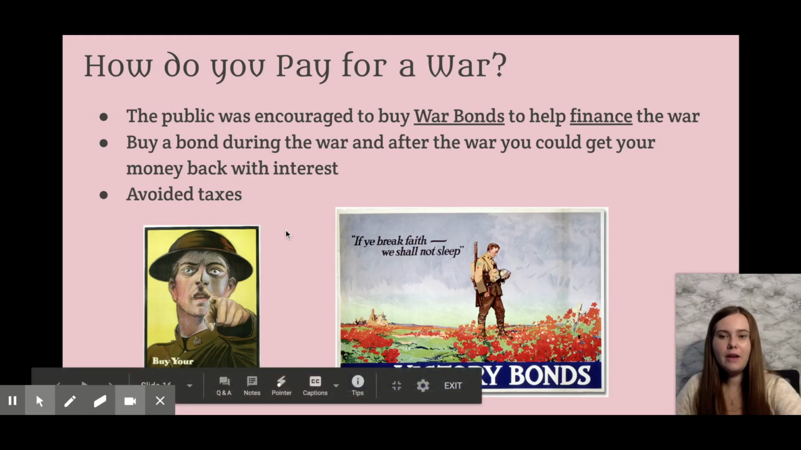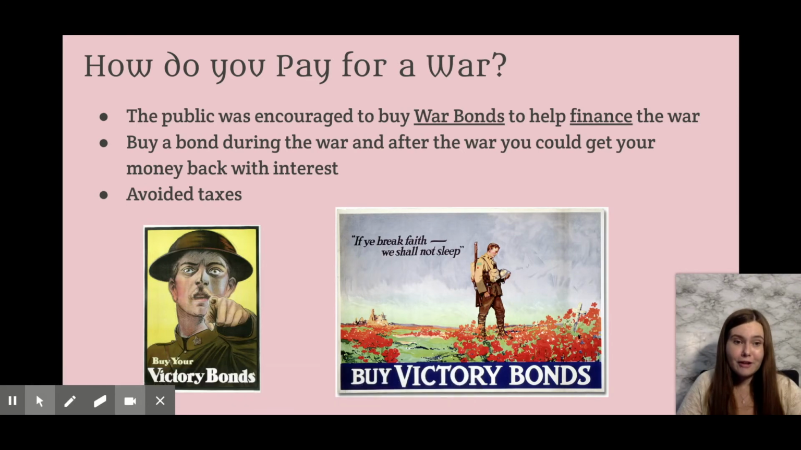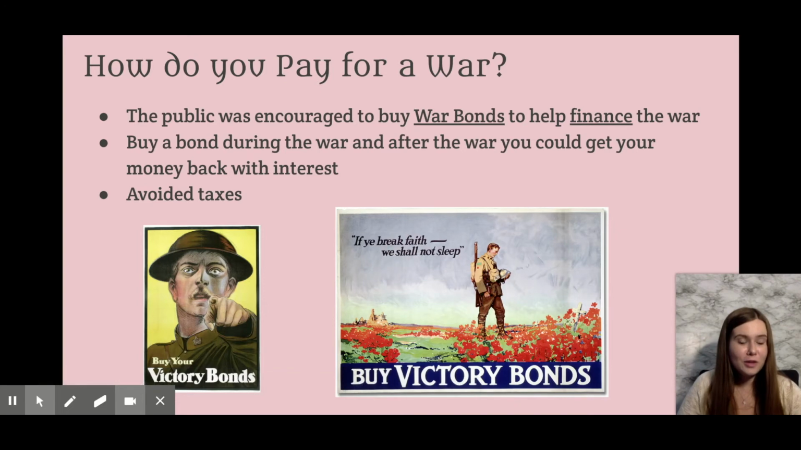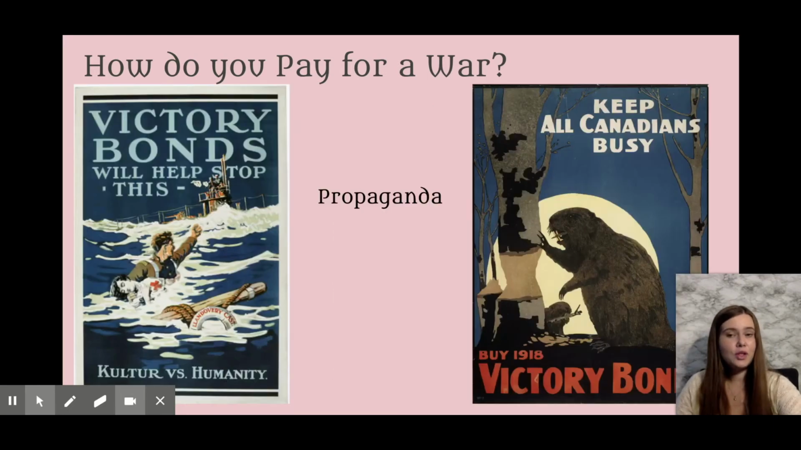So here we see buy your victory bonds. This guy very much reminds me of the Uncle Sam character that you see with the I want you, point and stare. Then we have one that actually, if you read this here, it says, if ye break faith, we shall not sleep. Those are lines from the Flanders Fields poem by John McCrae. So once it was published in the magazine, it became very, very popular, and they used it for propaganda. And again, here we see more examples of propaganda posters.